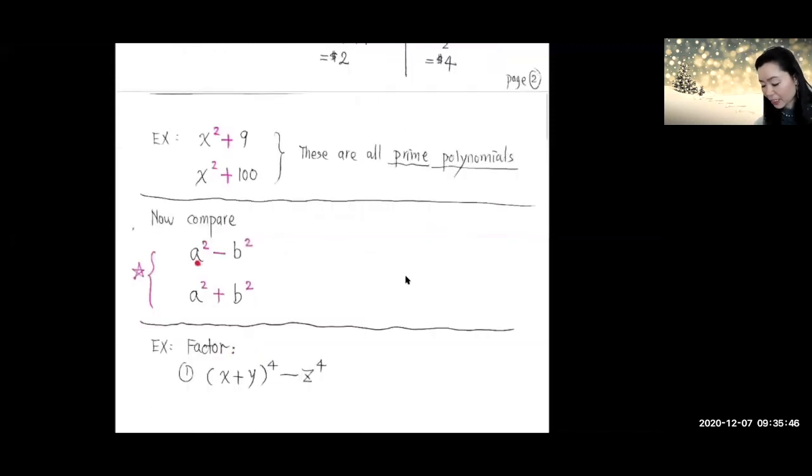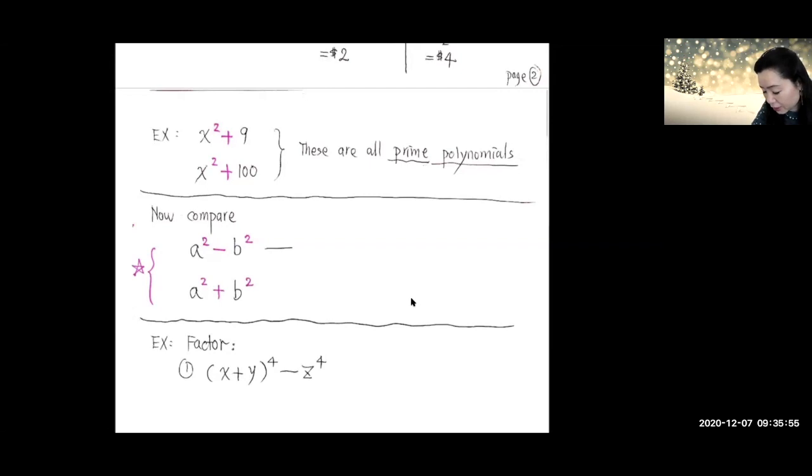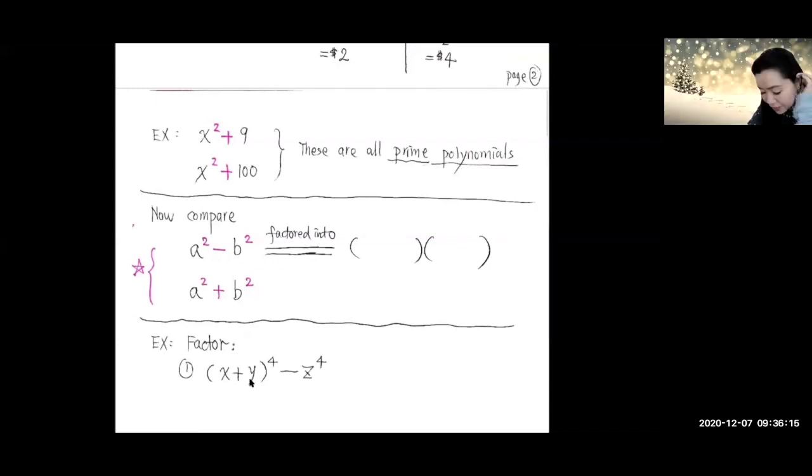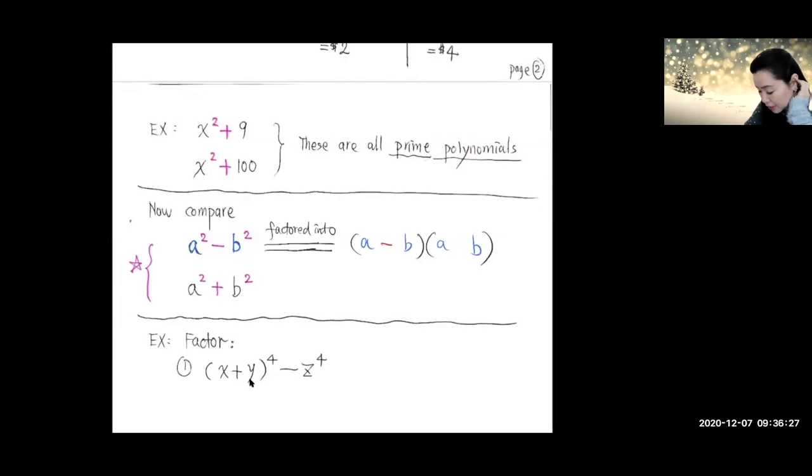Now let's try to compare a squared minus b squared with a squared plus b squared. A squared minus b squared can be factored into, what does it factor into? Anyone? The formula we learned today? What are the two factors? Are you guys there? A minus b and a plus b. Right, so it factors into a minus b and a plus b. The first one here is subtraction, the second one is addition, right?